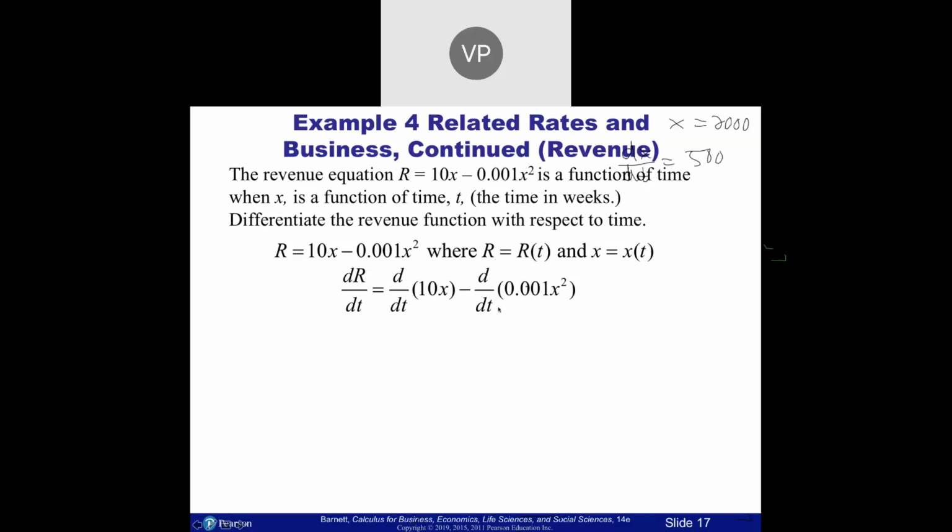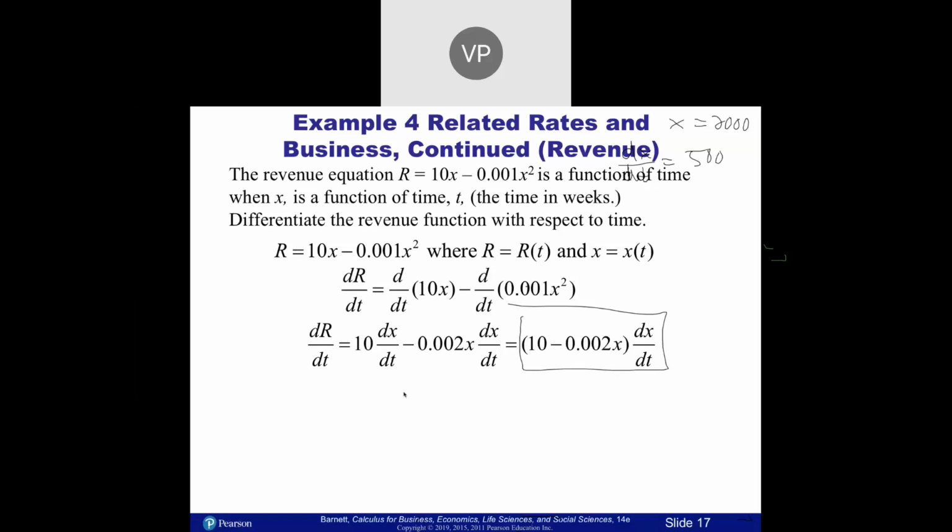So like I said, I don't care for this middle step. I just go right to the derivative right here. dR/dt equals 10, that's this derivative, dx/dt, because x is not the right letter, dx/dt, minus, excuse me, 2 times this, so it's negative 0.02, and then drop the power by 1. You get an x, then you get a dx/dt. So dR/dt equals all of this right here on the right.